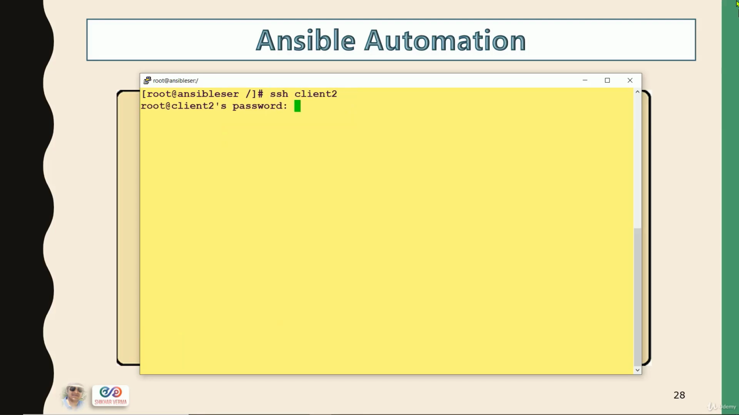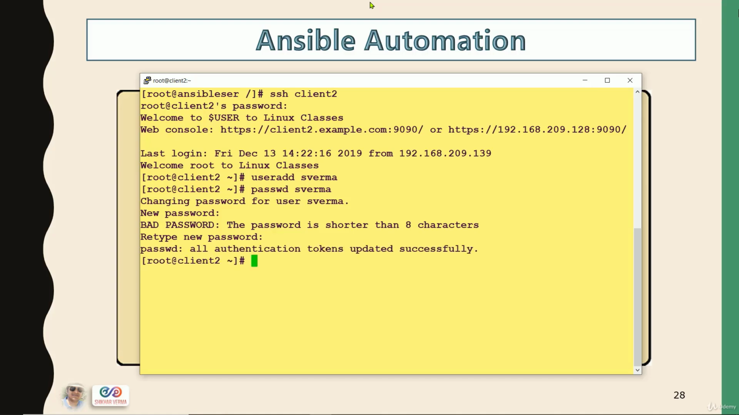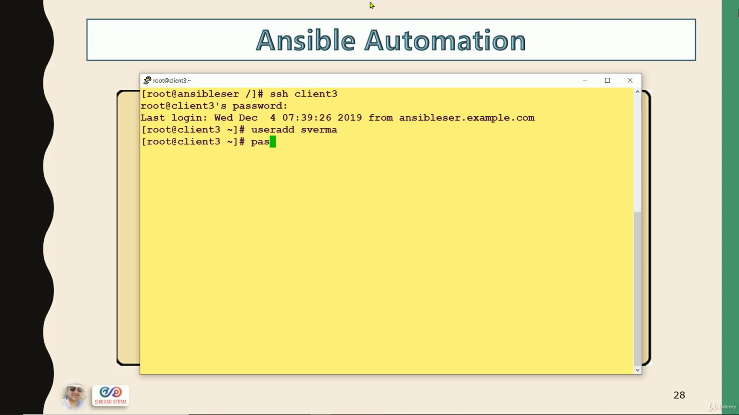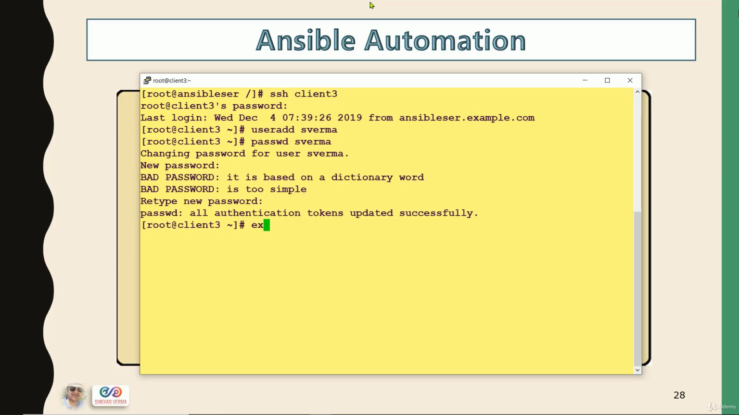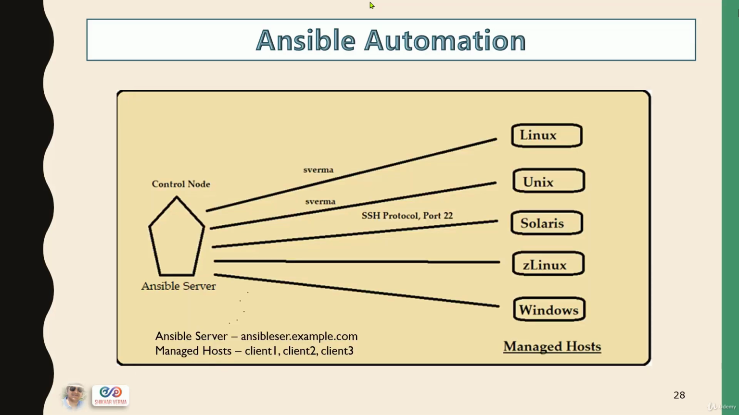Let me log into my second client, that is client 2, and create a user as Verma. That's done. The third client, now I have created a normal user as Verma on my Ansible server as well as on all my clients, client 1, client 2 and client 3.